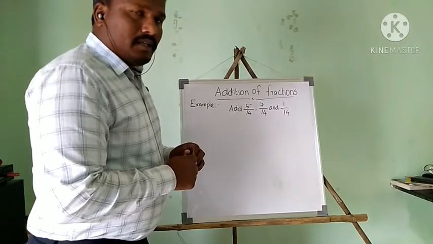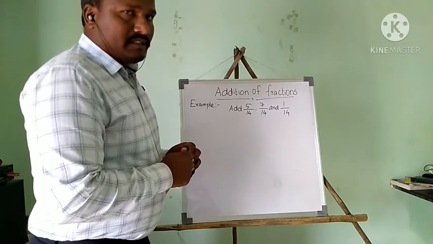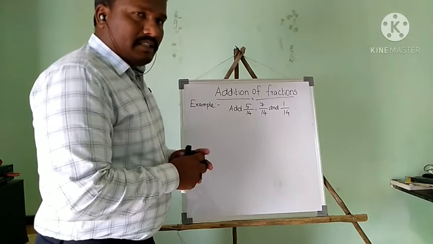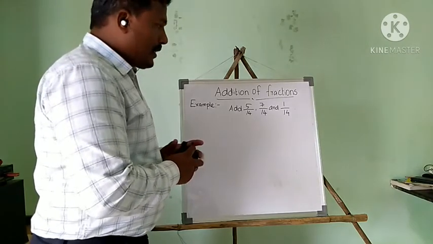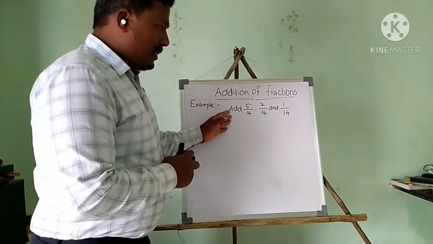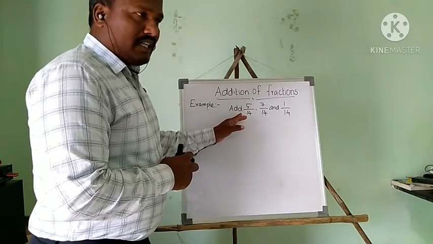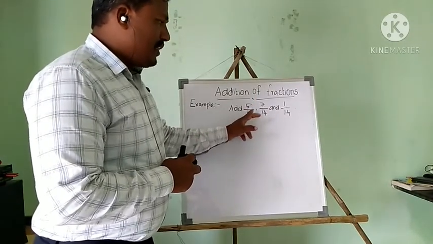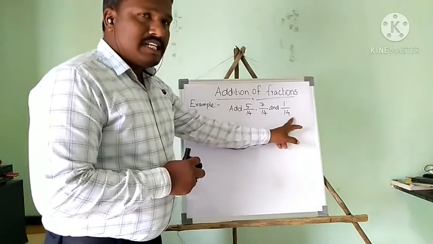Okay. Now let me talk about how to add fractions, that means addition of fractions. We know how to compare fractions. Let me discuss addition of fractions. In these fractions, all the denominators are the same. It means 5 by 14, 7 upon 14, 1 upon 14. So the denominators are all the same.